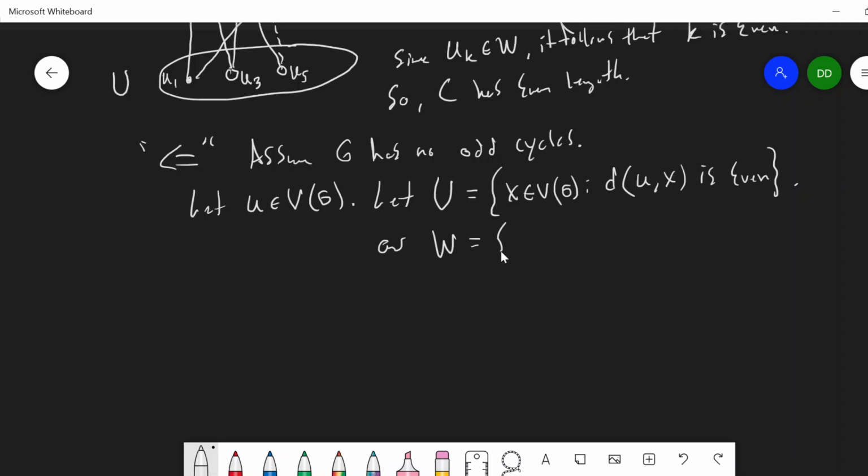And I'll let W, hopefully you guessed it, be the set of all vertices such that the distance from U to x is odd. Now, notice that this is a partition of my vertices because my graph is non-trivial. There's at least two vertices, and U itself is even distance, and then another vertex would have to have odd distance, so long as I have another vertex in the graph.